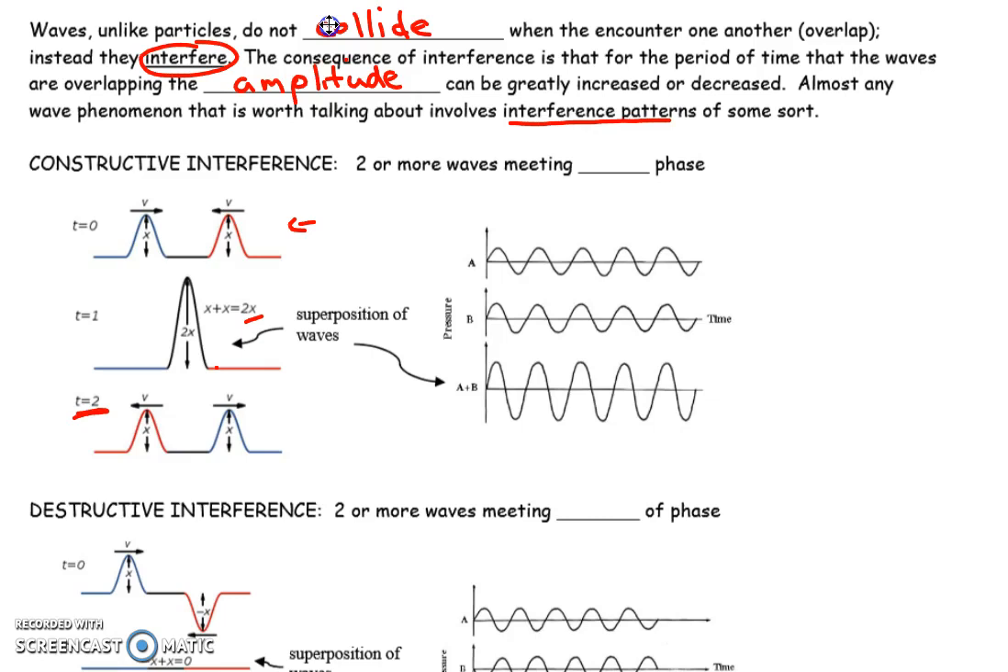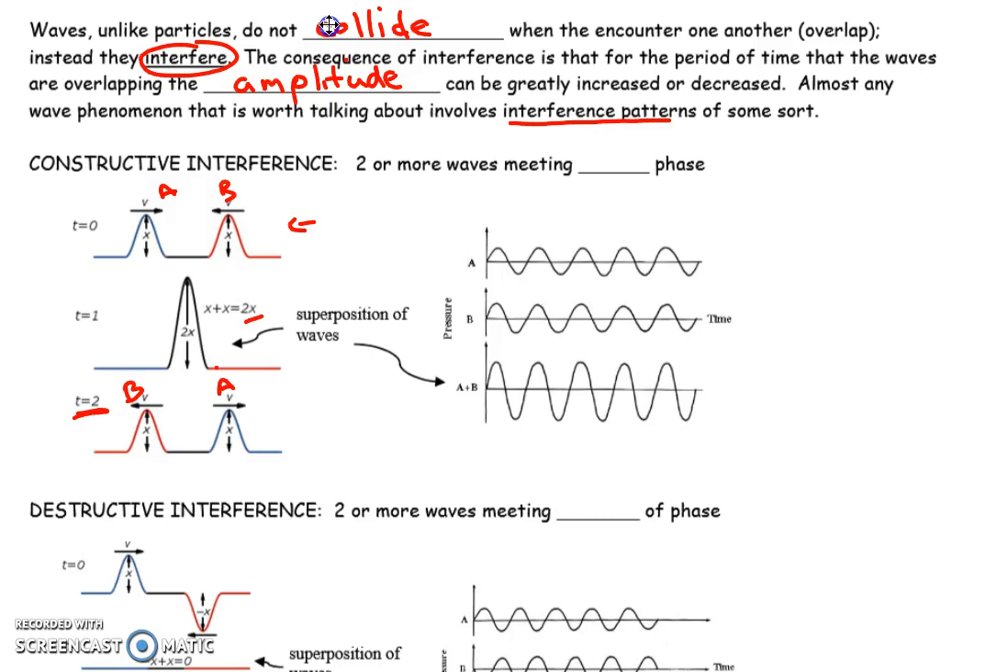So notice that the wave that we call, I'm going to call this one A and this one B. This is B here, and this is A here. So they didn't bounce off one another. They just passed right through each other, but for a moment, they were basically acting as one unit.